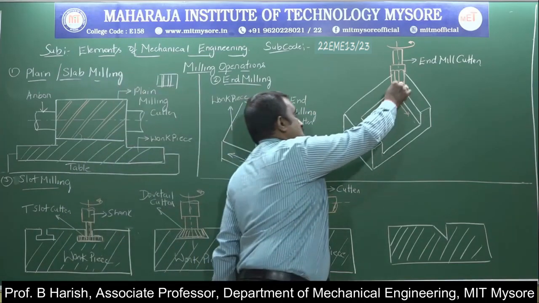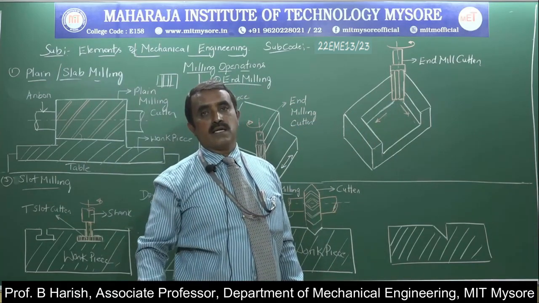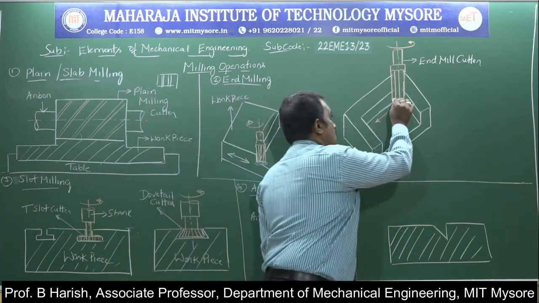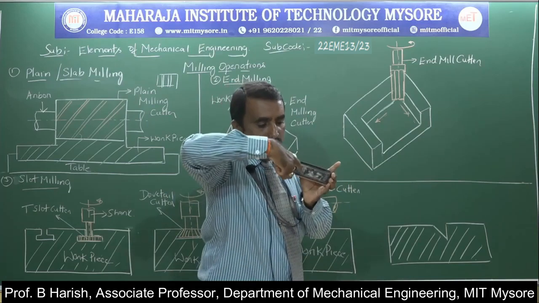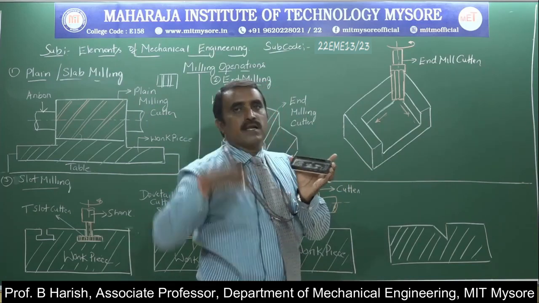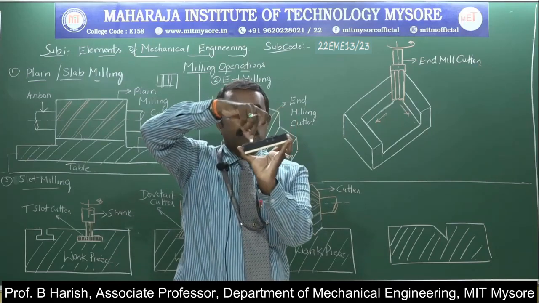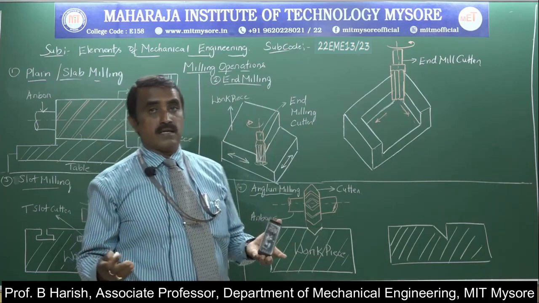Here these are the teeth. The teeth of the cutter will be vertical. It has got edges, so the bottom surface also has material removed. The edges also remove material simultaneously. So as it moves like this, material from the edges and the bottom surface will be removed simultaneously.